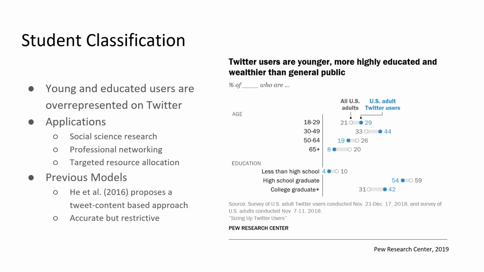The only previously published reproducible student identification model was proposed in He et al. 2016. This model analyzed the contents of a user's tweets to determine if they were a student or a non-student. Although their model achieved a high accuracy of 84%, its use of tweet content was restrictive because of the nature of the Twitter API, which we'll explain on the next slide.